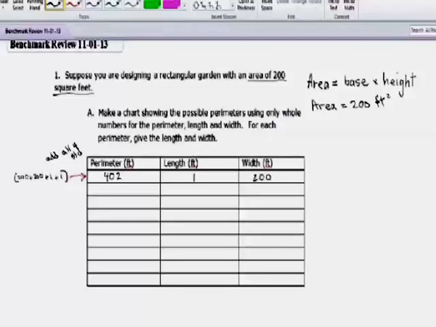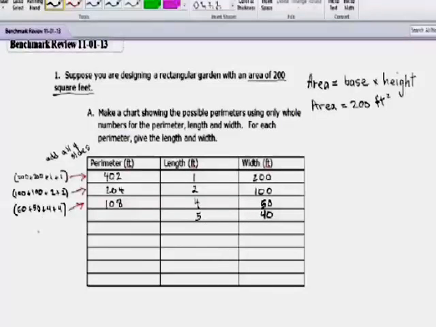Okay, and the way I get the perimeter is to add all four sides. Another possibility is 2 and 100. And when I add all the four sides, it'll give me 204. Another possibility is 4 times 50. And when I add all the sides up, it'll give me 108. And you pretty much do this for all the different choices that you have.